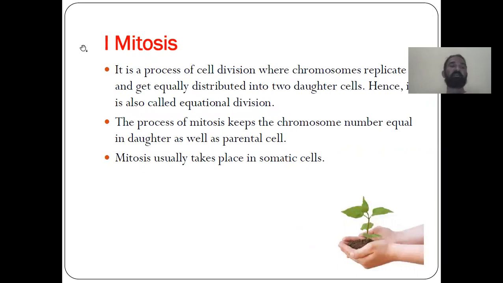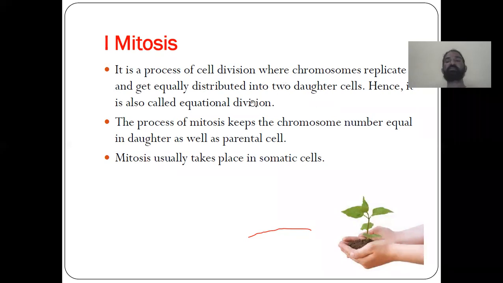Okay, so now coming to the last one. After the cell cycle, the first interphase is completed. After the G2 phase, the cell enters into mitosis. Mitosis is a process of cell division where the chromosomes replicate and get equally distributed to the two daughter cells. Hence it is called equational division. Mitosis is also called vegetative division.